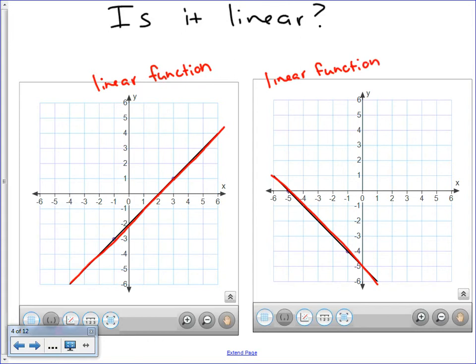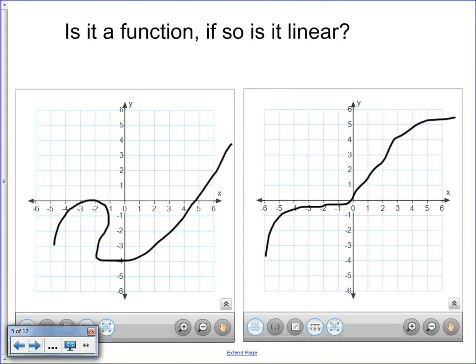Otherwise, it doesn't make a straight line. Some of the problems that you're going to see on your homework ask, is it a function? That's the number one thing you're going to answer. Is it a function? And if so, is it linear? That's the second part you're going to answer.